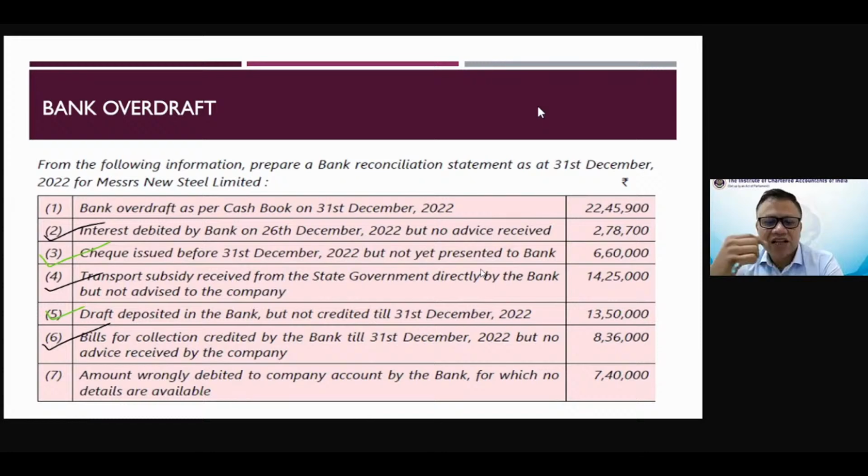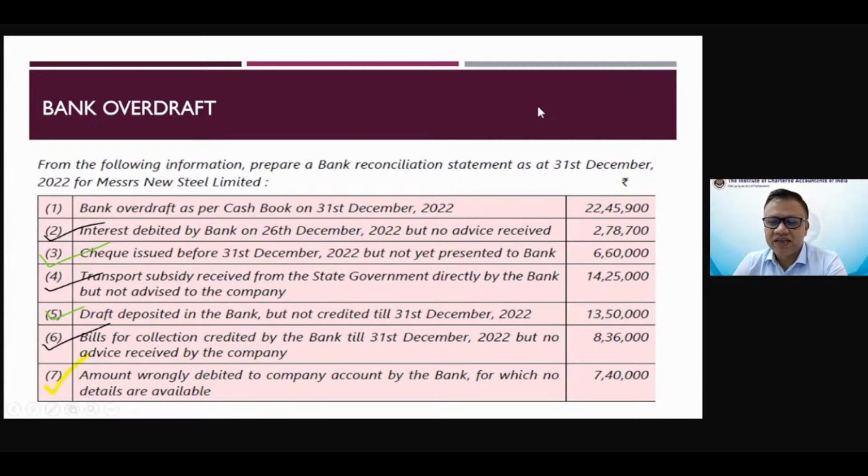Bills for collection. Somebody last class was saying that bills are very difficult to address and understand. Through these slides, I will show you how easily we can understand such issues. You must write down 2-3 formulas, but I'll tell you verbally, so that it helps you tackle bill of exchange problems. Now, bills for collection is credited by bank till 31st December, but no advice has been received by the company. It is credited by bank, but the company doesn't know about it. So these are the amounts.